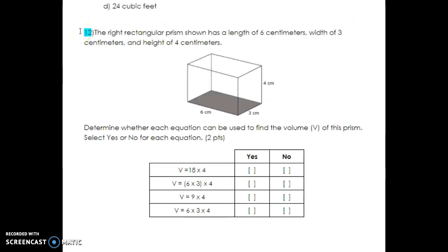Number 12, the right rectangular prism shown has a length of 6 centimeters, a width of 3 centimeters, and a height of 4 centimeters. Determine whether each equation can be used to find the volume of this prism. Select yes or no for each equation. It's worth 2 points.